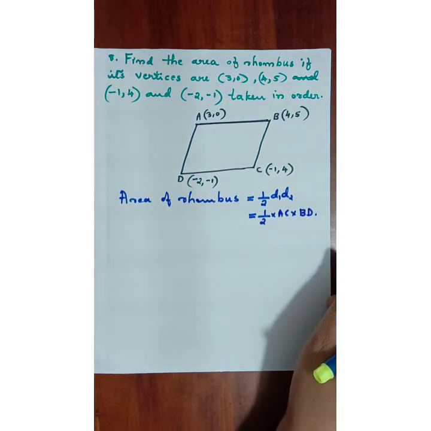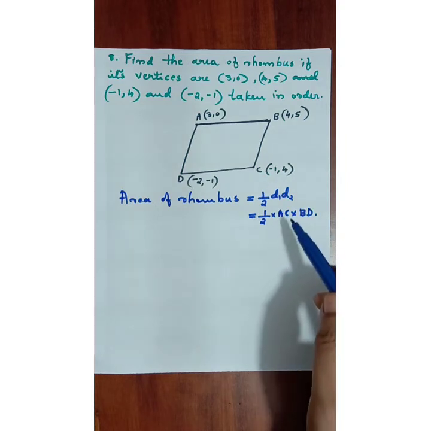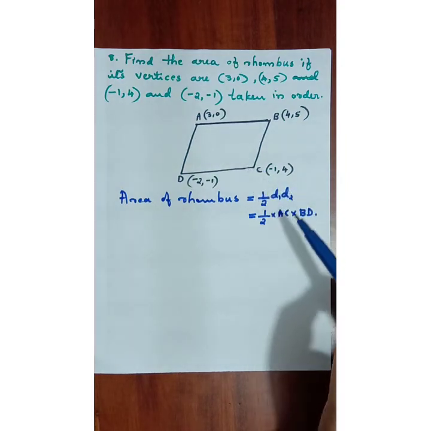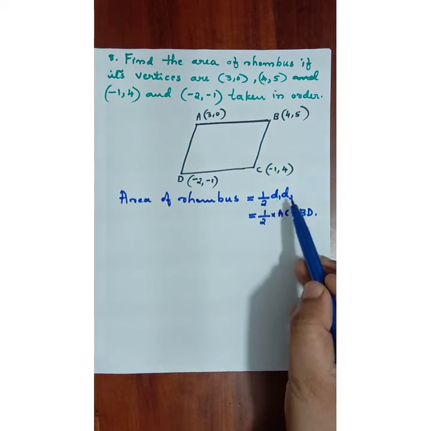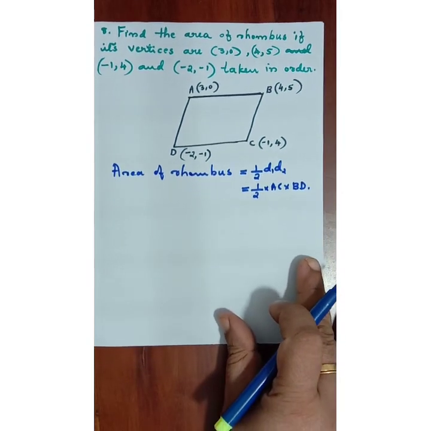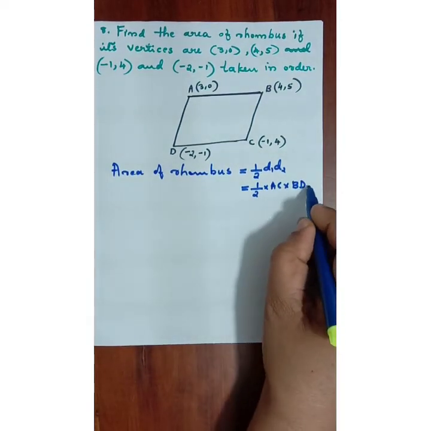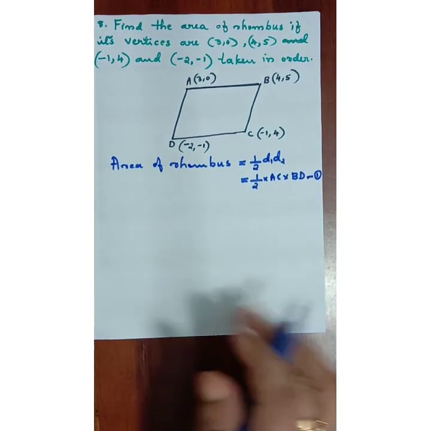Because we have learned only two formulas from this lesson, that is the distance formula and the section formula. By using the section formula we cannot find out the area. This is only one method. Another method is the area formula that you are not going to learn this year. Therefore, the only method we can use here is the distance formula. That's why I have chosen half D1 D2, half into the product of diagonals. So for this let us find out AC and BD separately. We will mark it as equation number 1. Let us find out what is AC now.